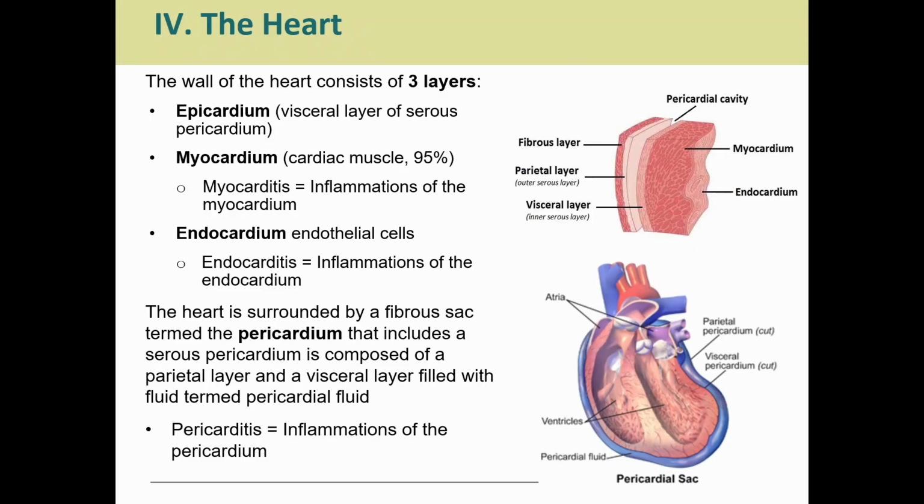So we have 3 layers to the heart: the epicardium, the myocardium, and the endocardium. Epi being on the outer edge, myo being the muscle in the middle, and then the endocardium being the very inner lining of the heart. And then surrounding the whole thing is the pericardium, which is just like the sac that the heart is kind of hanging out in.